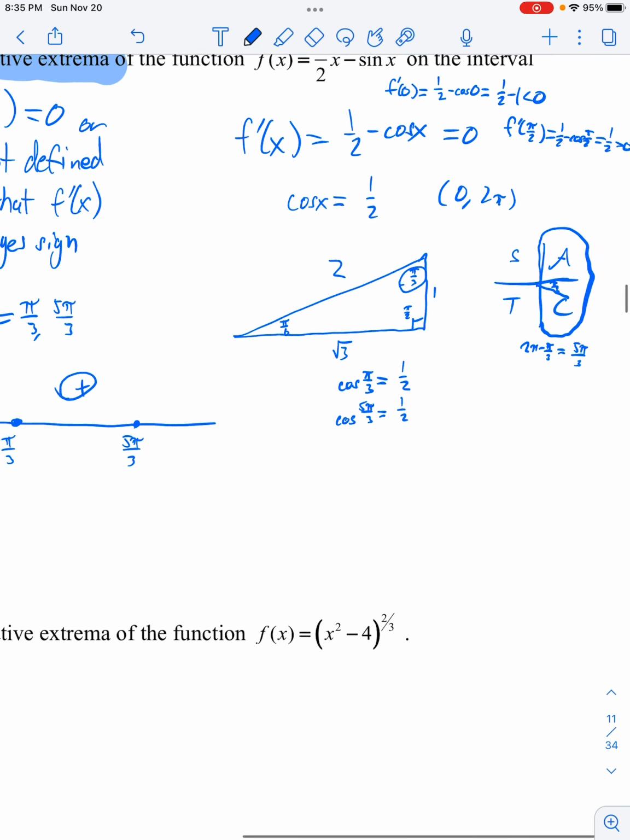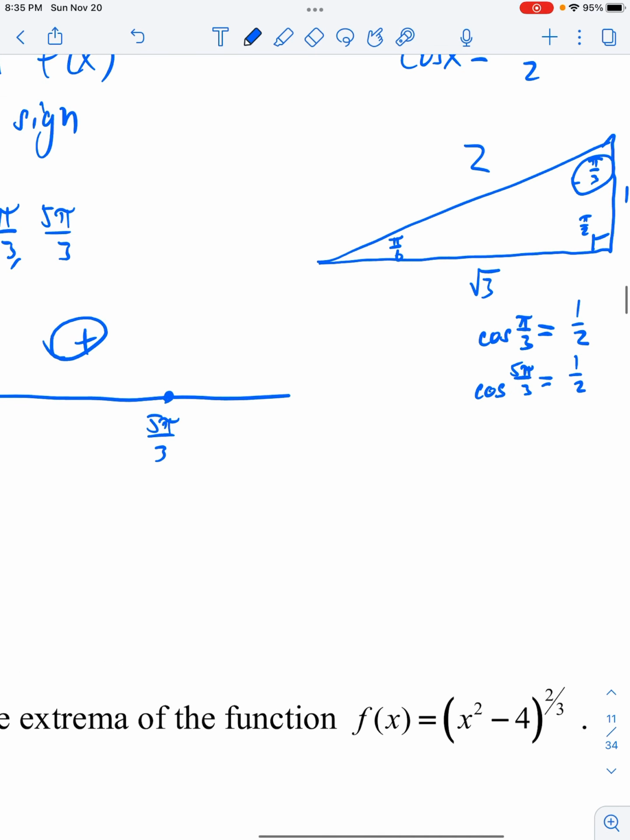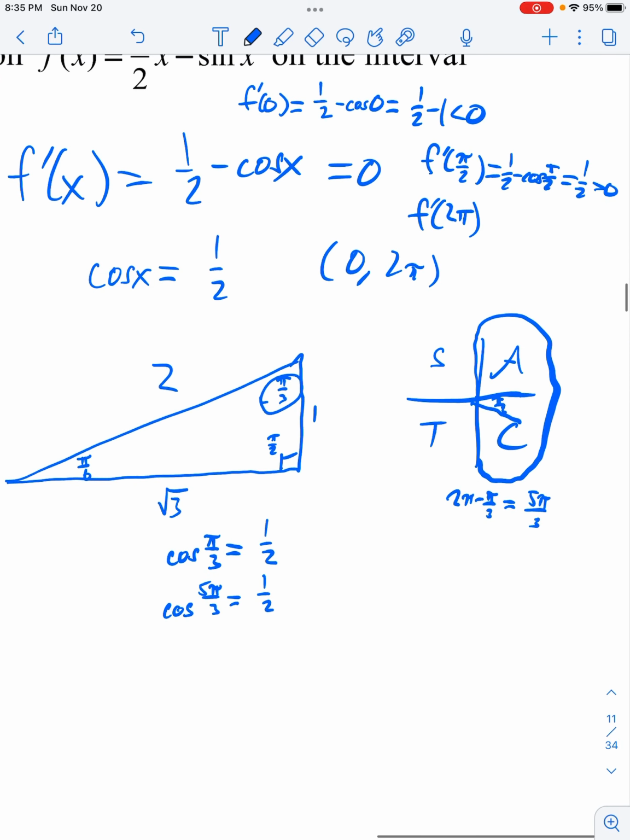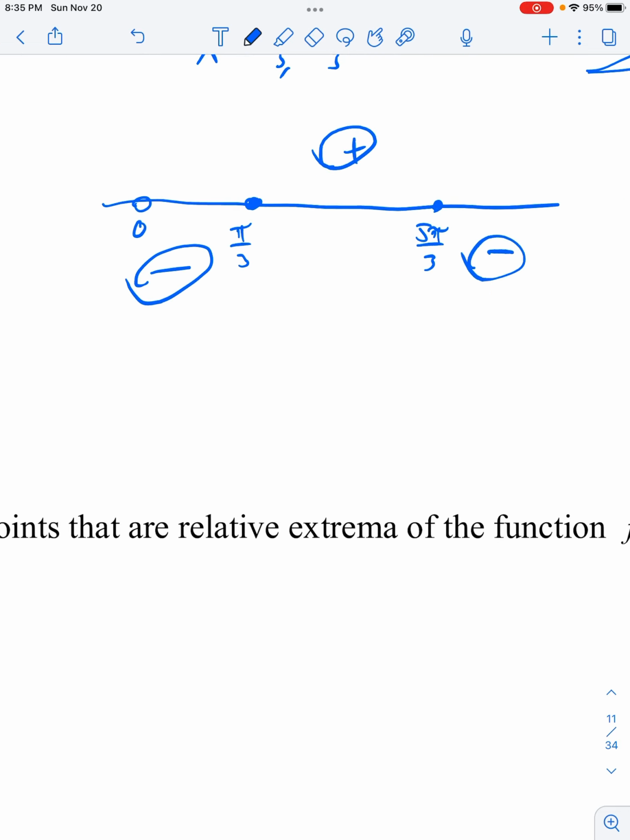And then let's plug in 2 pi. I want a value to the right here so I can fill in the sign chart in the right region. f prime of 2 pi equals 1/2 minus cosine of 2 pi. Cosine of 2 pi is 1, so it equals 1/2 minus 1, which is negative 1/2. So it's going to be negative again, okay? Good.